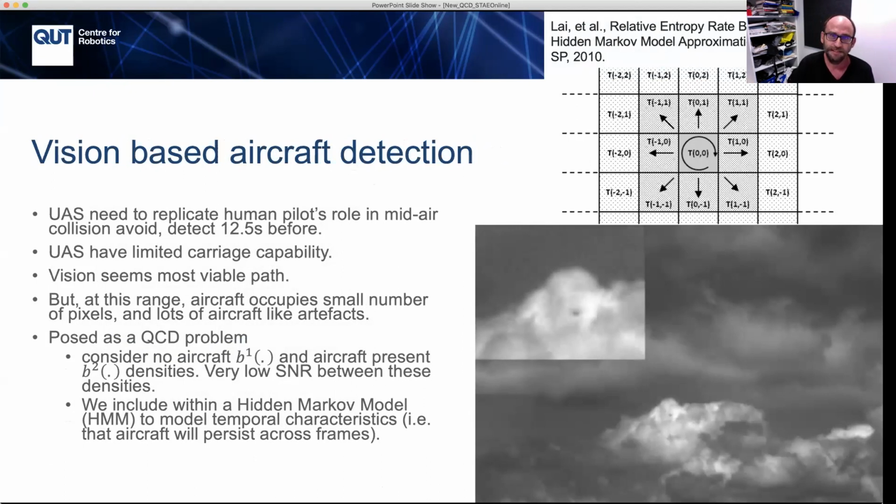The basics of this application is that for unmanned aerial systems or vehicles to have improved access to the national airspace, there's an argument that they need to have some system that replicates the human pilot's eyes. In national airspace, a human pilot's eyeball is the last line of defence for possible mid-air collision, and unmanned aerial systems obviously don't have a human on board.